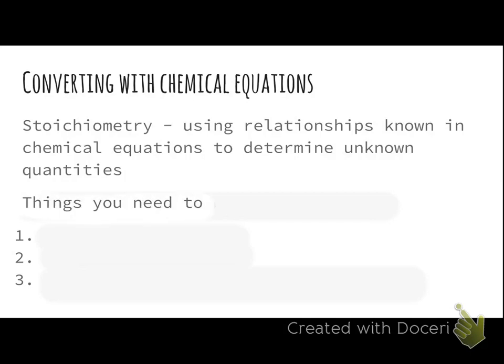So there are some things that you need to be proficient in, and this is one reason why we've done these things prior to this unit. The first one is balancing equations. You have to have balanced equations, or you are going to get wrong answers every single time. So all that stuff with balancing equations, it's not going away. It's very important in this section.